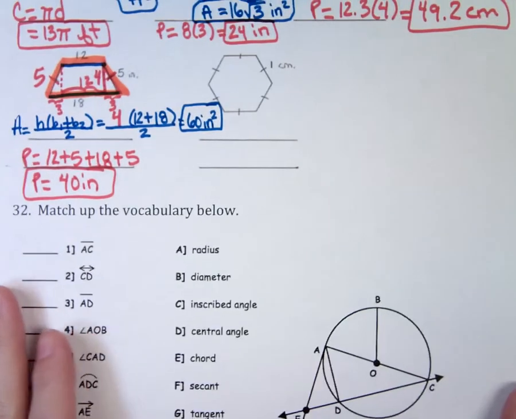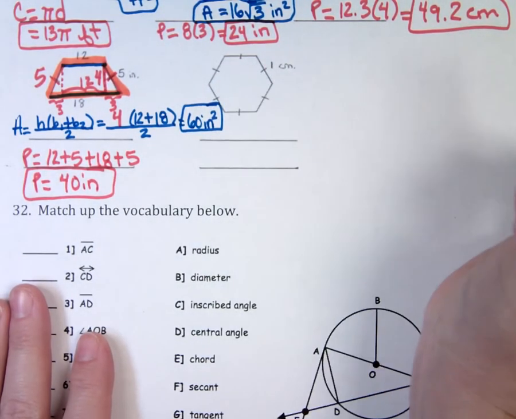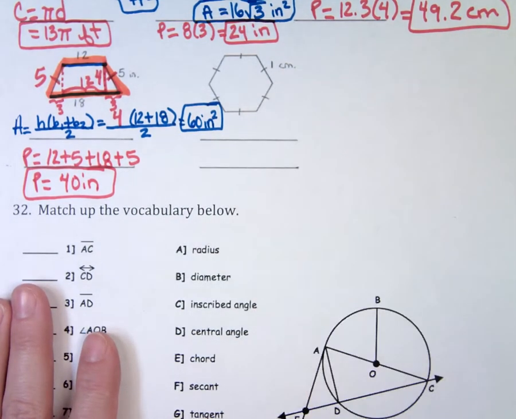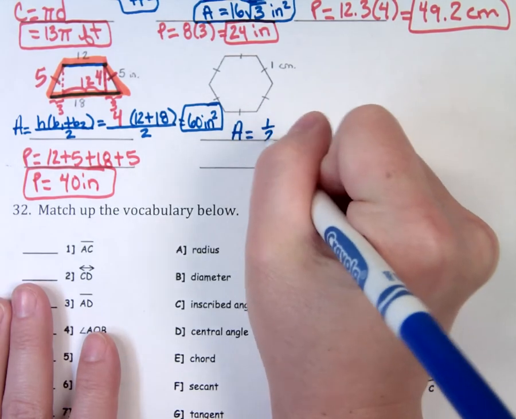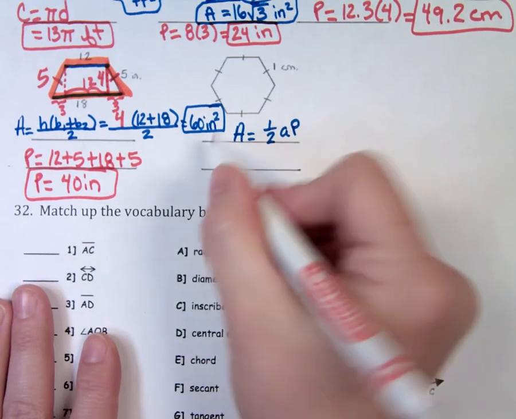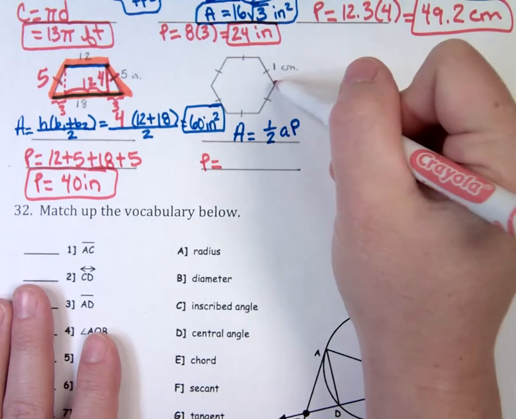Okay, our next one. Let's count the sides: 1, 2, 3, 4, 5, 6. We've got 6 sides, so this is a regular hexagon. And we have a formula for finding the area of regular polygons, and that is 1/2 AP. So let's just find the perimeter really quick, because that's going to be really easy. If I want to find the perimeter, I add up all the sides.